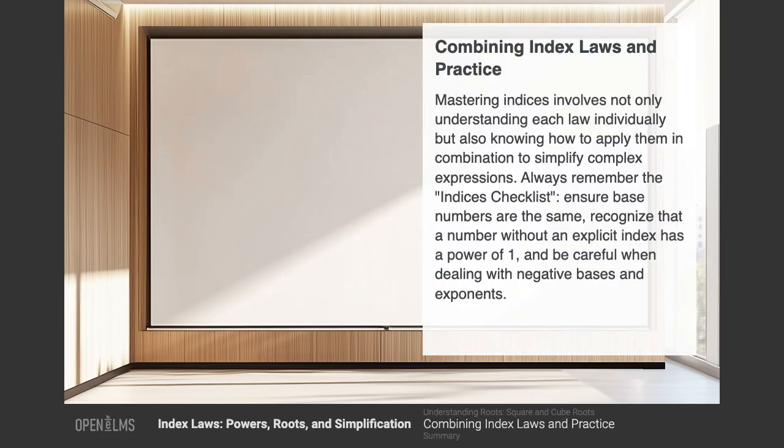Combining index laws and practice. Mastering indices involves not only understanding each law individually, but also knowing how to apply them in combination to simplify complex expressions. Always remember the indices checklist. Ensure base numbers are the same. Recognize that a number without an explicit index has a power of 1, and be careful when dealing with negative bases and exponents.